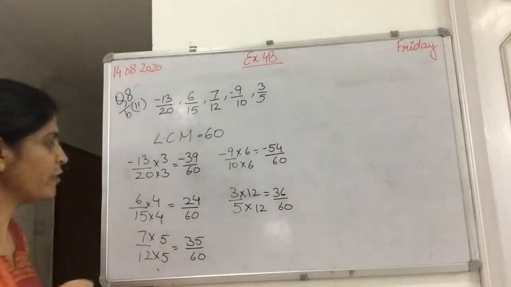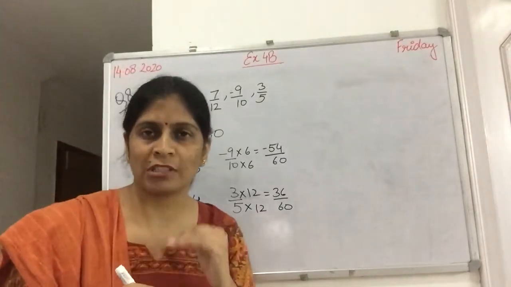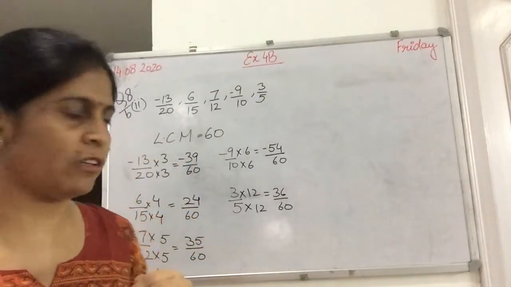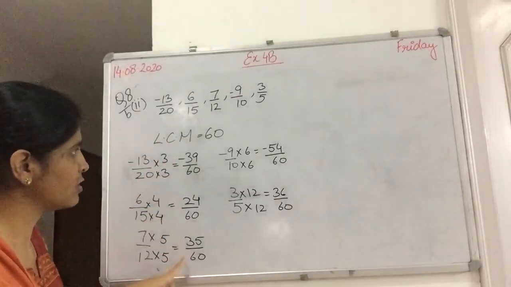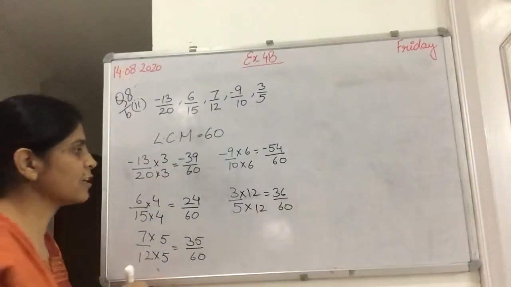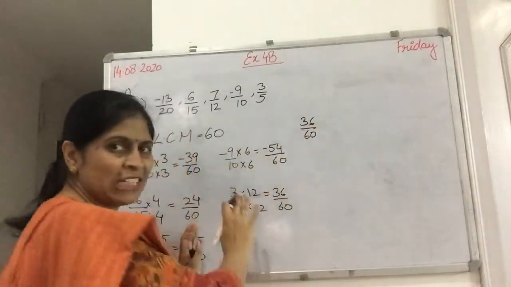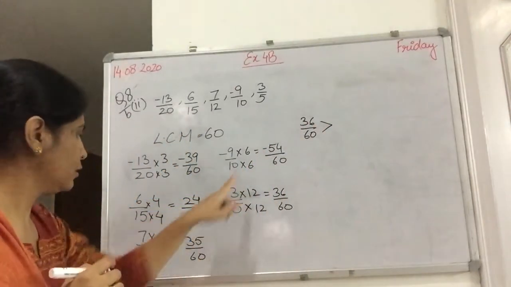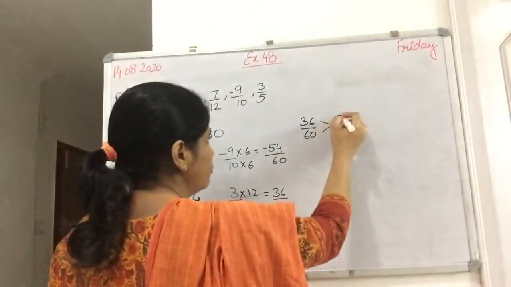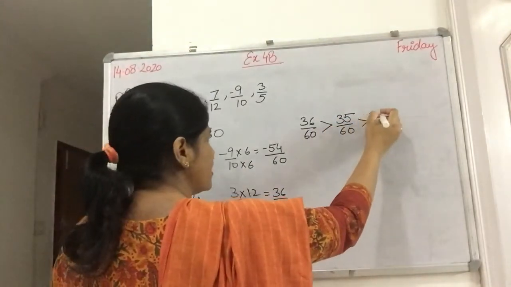Now we have to write it in descending order. Descending means you have to write positive numbers first and then negative numbers. You can see that these are positive. So 36 is the greatest number. So 36 by 60. I don't have space, that's why I am writing this side. Then the descending symbol. Then 35 by 60. Then we take 24 by 60.